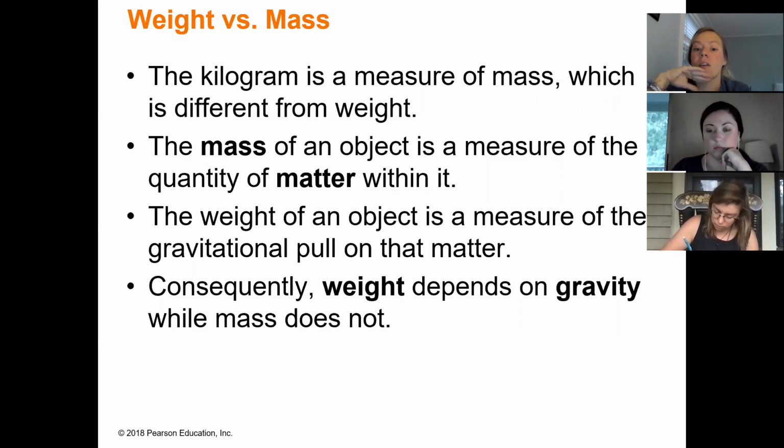If you were to go take your weight on, let's say the sun or Jupiter, really big planet, your weight is gonna skyrocket, all right? So weight will fluctuate depending on the force of gravity. Mass will always stay consistent.